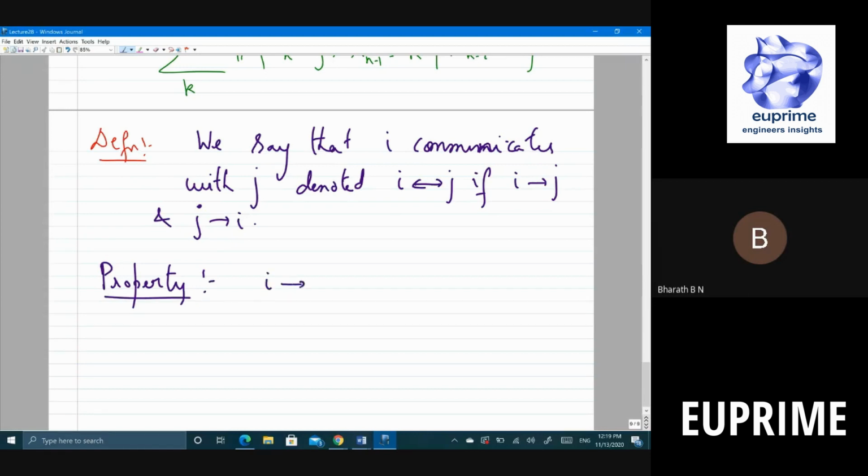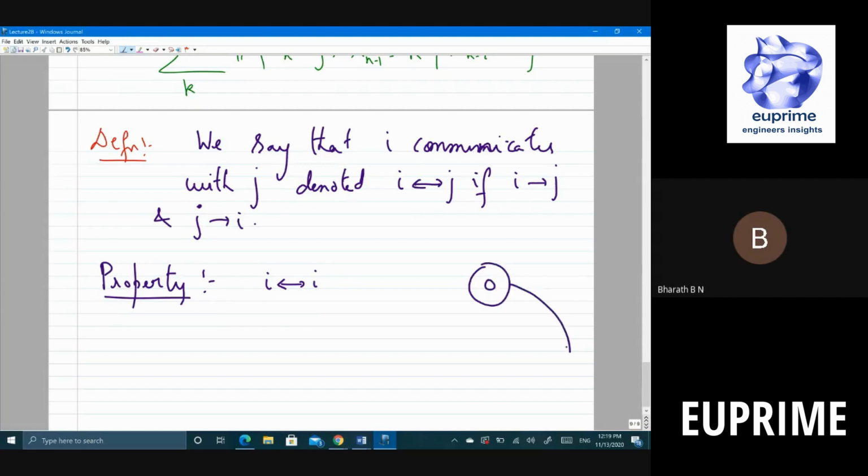Sir, I and J are accessible, the first notation, I right arrow to J. Doesn't that imply J can also come to I? No, not necessarily. In the first example itself, from 3 you can go to -3, but not necessarily back. But I can give you an example, and then we start the property. Is that okay? I'll just give an example.